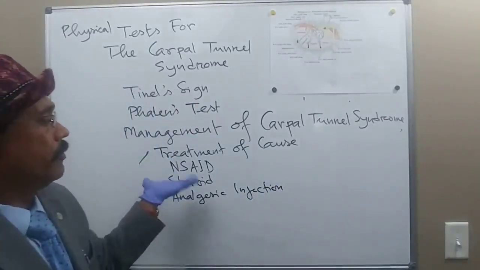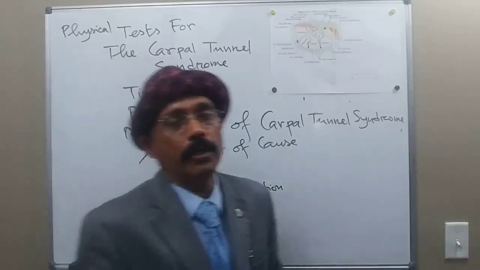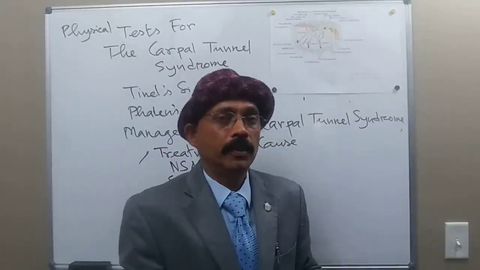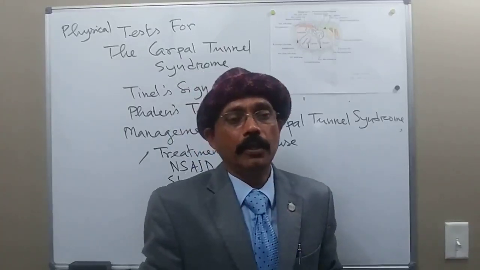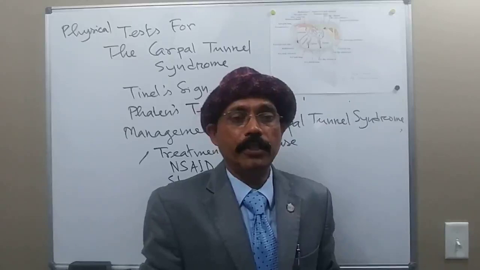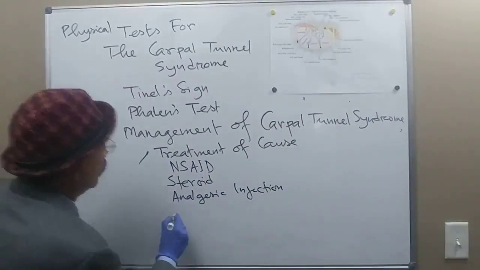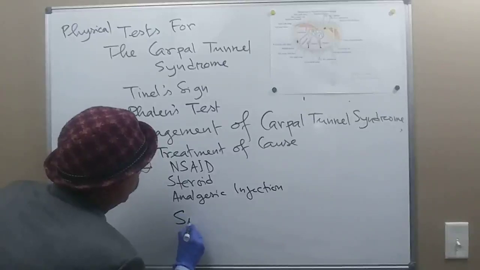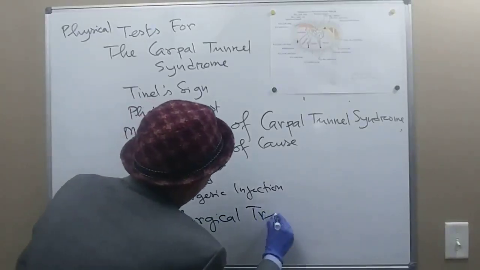If the person has hypothyroidism, we can provide thyroxine. If she is pregnant, we can wait for the delivery of the baby. If she has arthritis, she will get non-steroidal anti-inflammatory drugs. If these all fail, then surgical treatment.